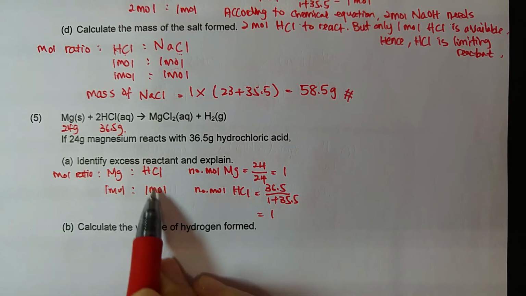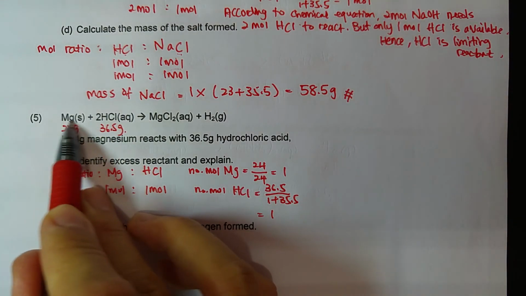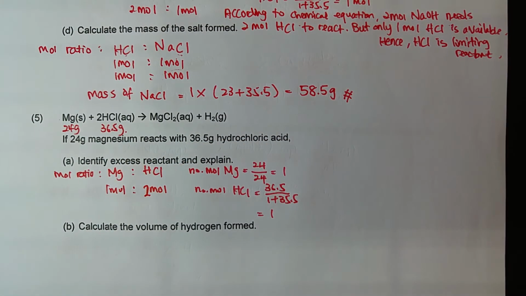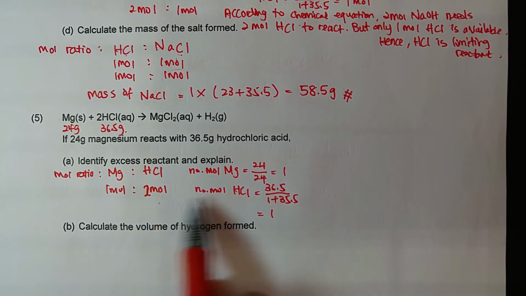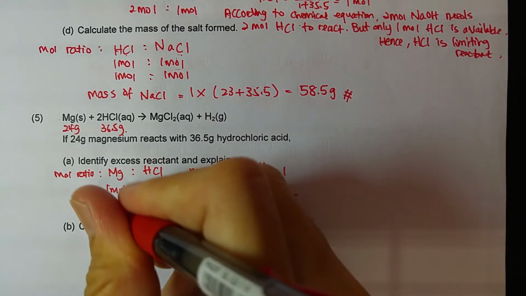Sorry. The first row, remember, see I make a mistake here. The first row is based on the balanced chemical equation, which is 1 mole is to 2 mole. Then after that, the second row is based on the information given in the question, which is 1 mole is to 1 mole.